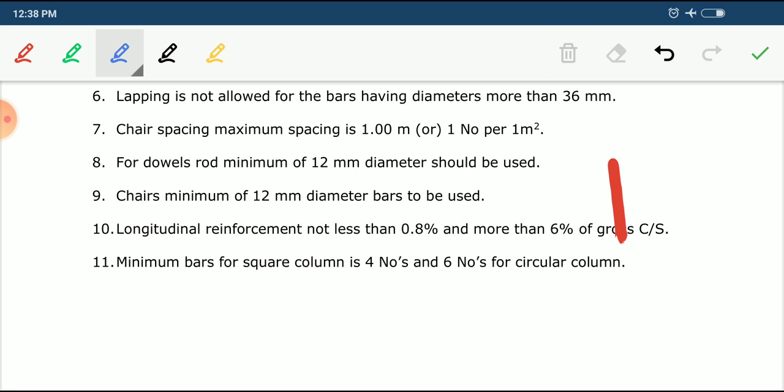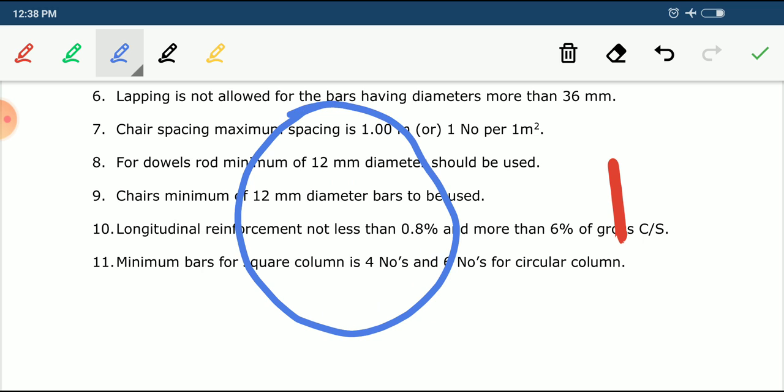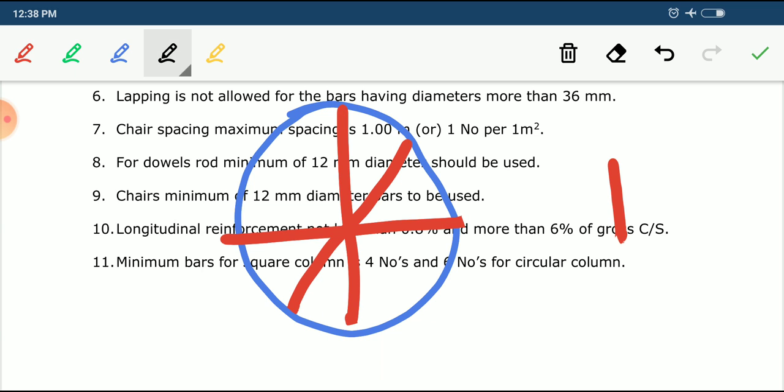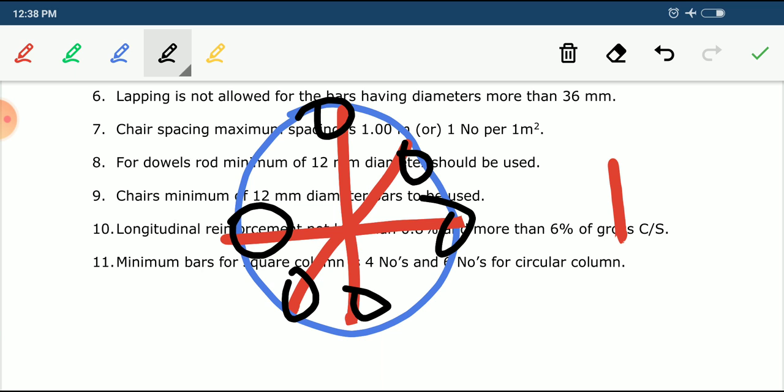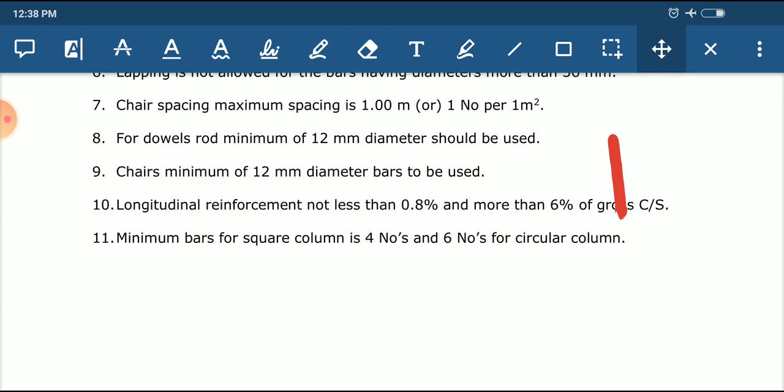Same thing in case of circular. In case of circular, what is the minimum number of bars to provide? That will be 6. Minimum number of bars that should be provided in a circular column will be 6. Okay, next.